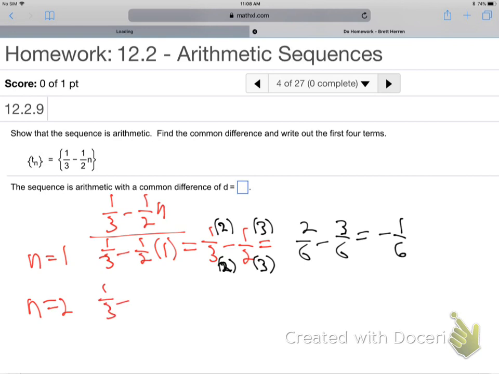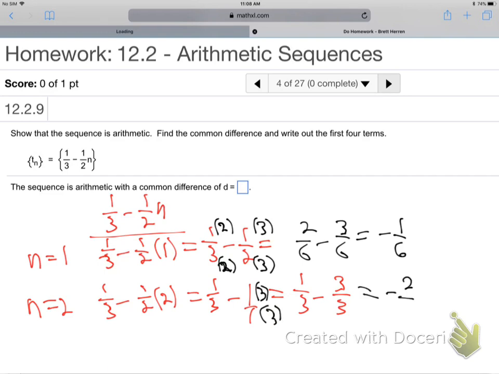Second term is 1/3 minus a half times 2. So that's going to be 1/3 minus 1, which is negative 2/3. If you just know it's negative 2/3, that's great, you can just write it down. I'll make the 1 into 1 over 1, multiply top and bottom by 3. It's 3/3, so minus 2/3 exactly, right?